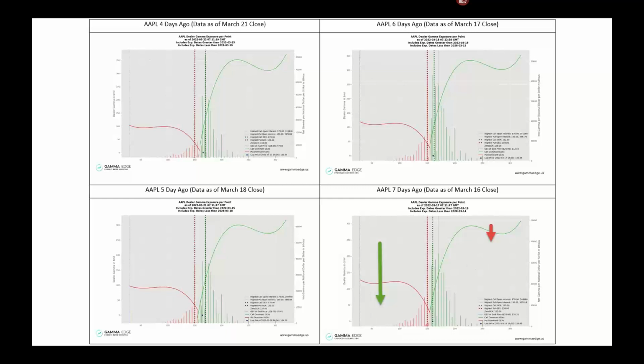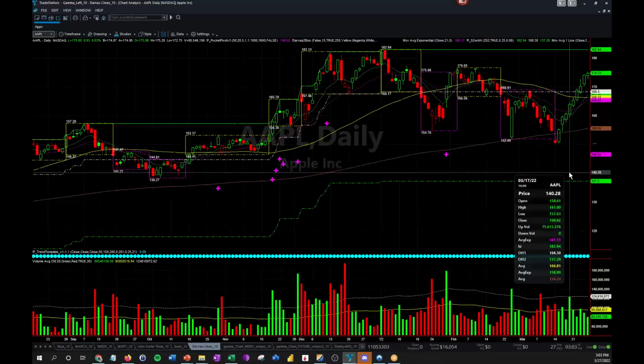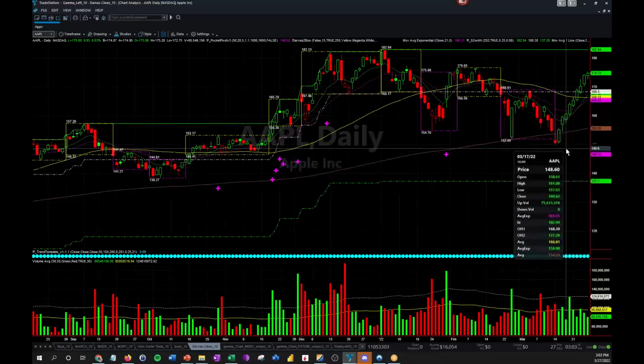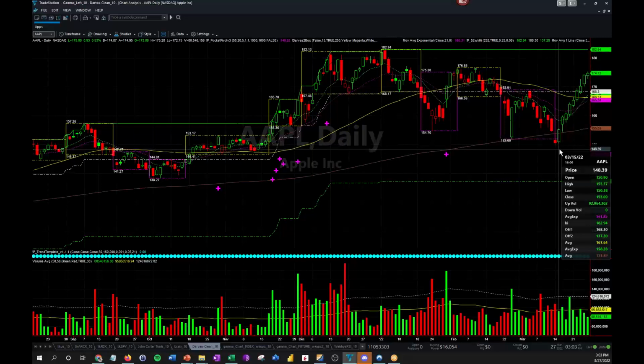Yeah, the March 15th was when we got back above the 200-day on Apple with a pretty large bullish engulfing. So that's an important psychological and technical area for institutions, individual traders.